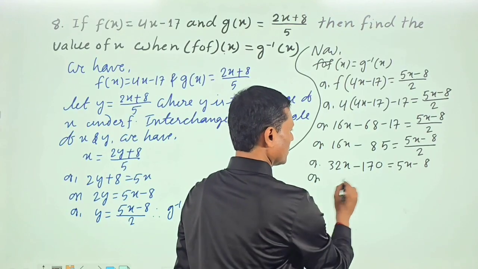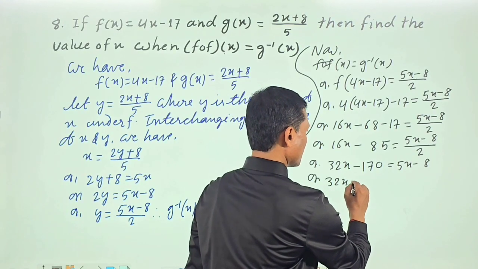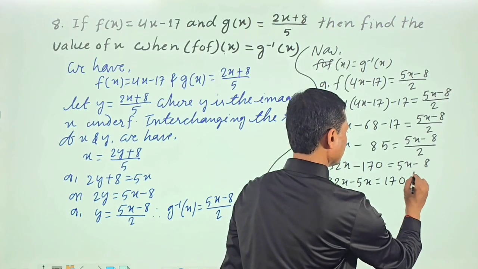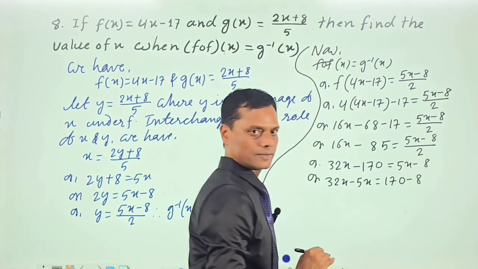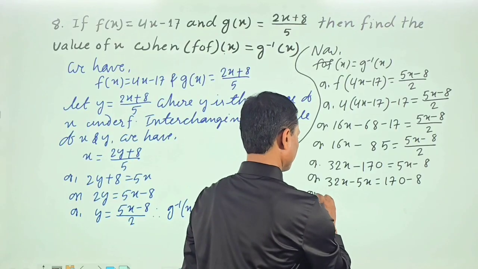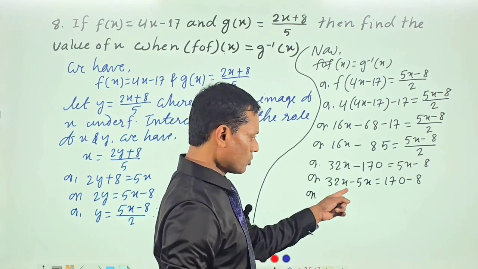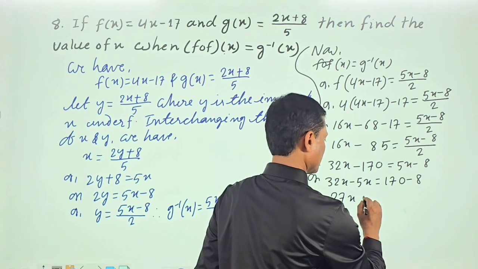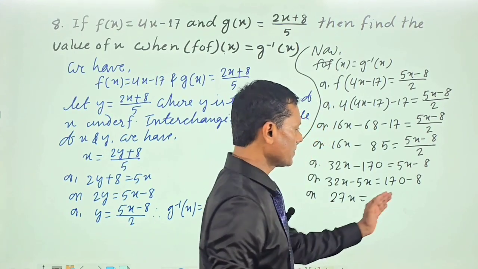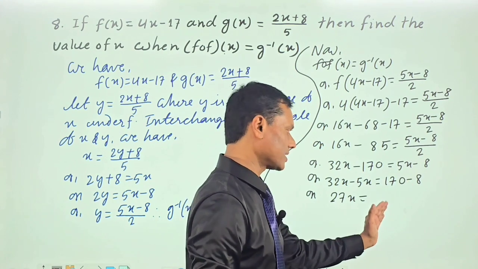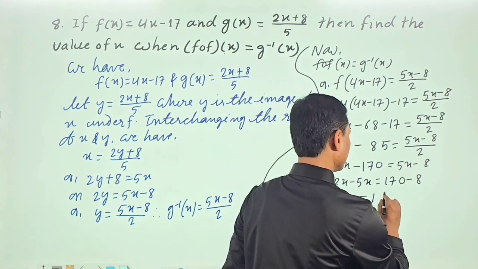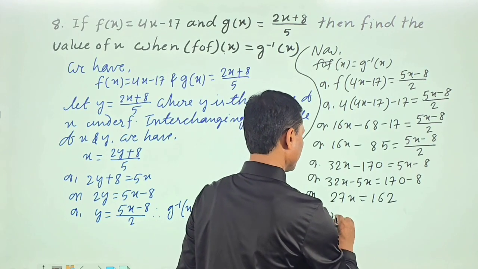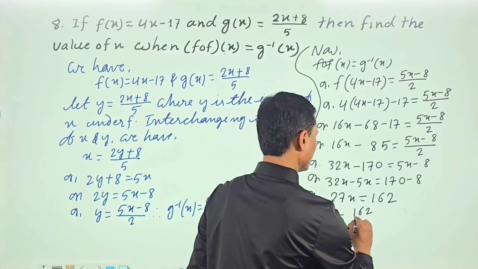After that, 32x minus 5x equals 170 minus 8, isn't it? Next one, 32 minus 5, that's 27. It's 27x equals 170 minus 8, just we are going to subtract it, isn't it? So we can write here 162. Okay, and after that x equals 162 over 27.